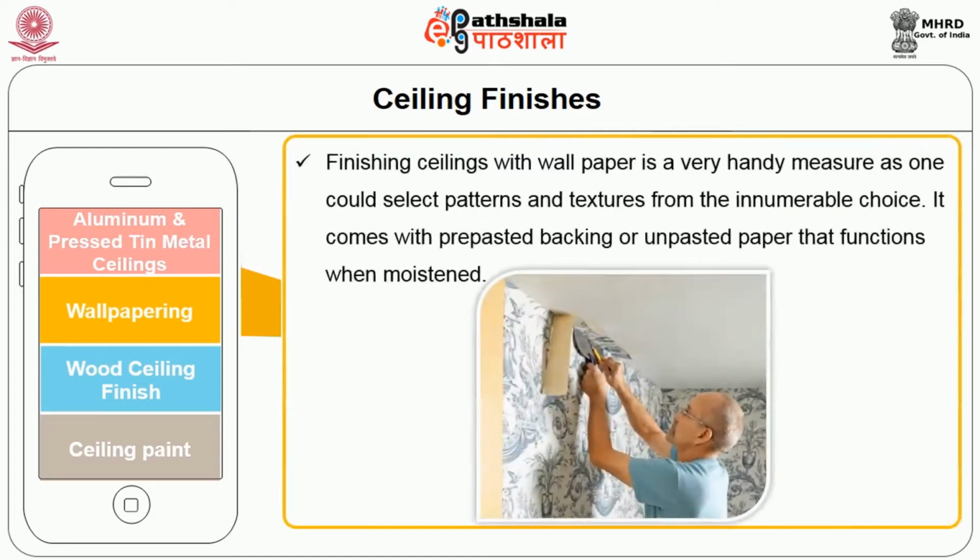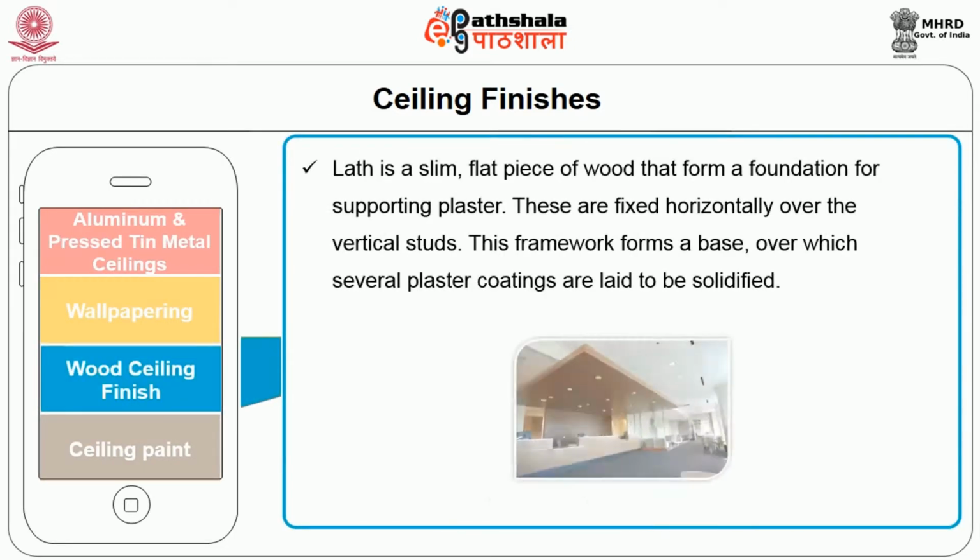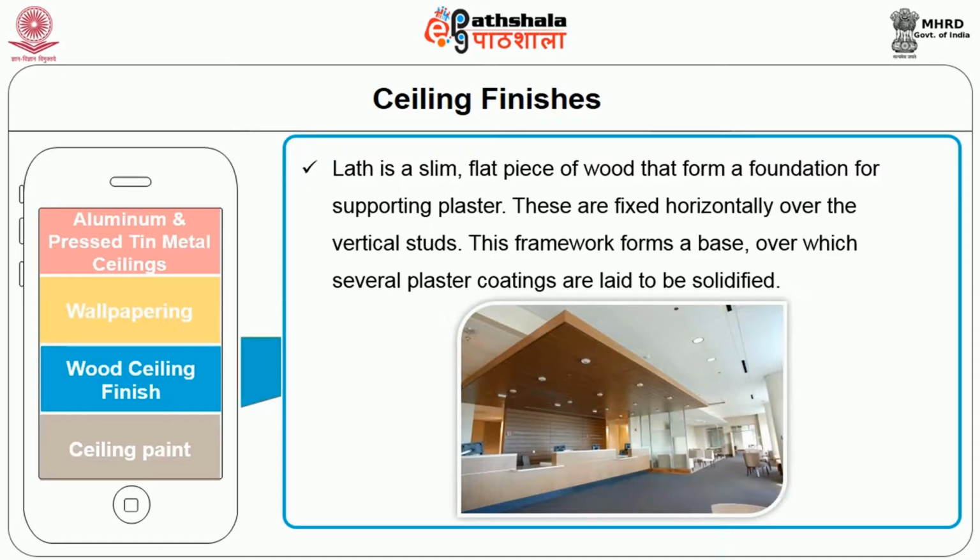Wallpapering. Finishing ceilings with wallpaper is a very handy measure as one could select patterns and textures from the innumerable choice. It comes with pre-pasted backing or unpasted paper that functions when moistened. Wood ceiling finish. Normally applied using hardwood or sometimes lath. Lath is a slim, flat piece of wood that forms a foundation for supporting plaster. These are fixed horizontally over the vertical studs. This framework forms a base over which several plaster coatings are laid to be solidified.